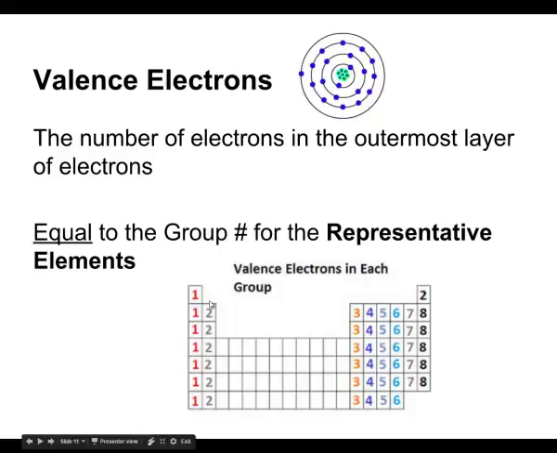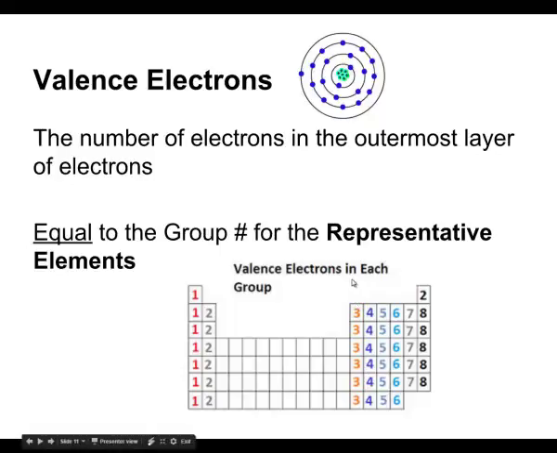This is column 2, and everything in this column has 2 valence electrons. So it means all of these atoms have 2 electrons in that outermost layer. Now when you get over here, most periodic tables will label these columns as column 13, 14, 15, 16, 17, and 18. The periodic table I gave you in class labels it that way as well, but then it also says 3A, 4A, 5A.